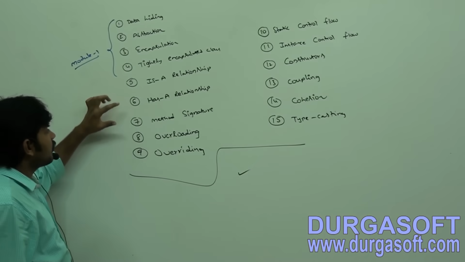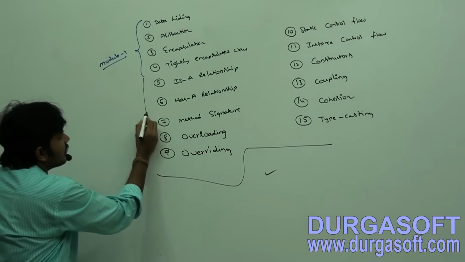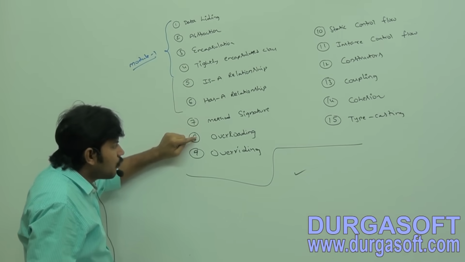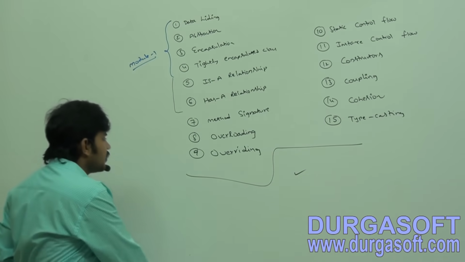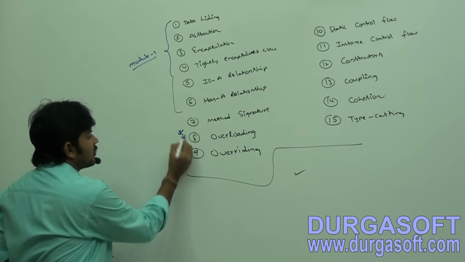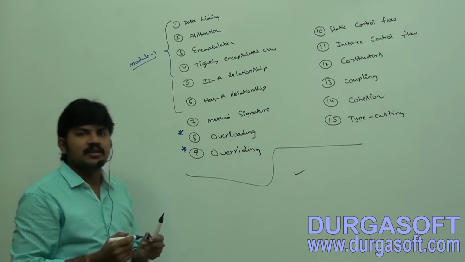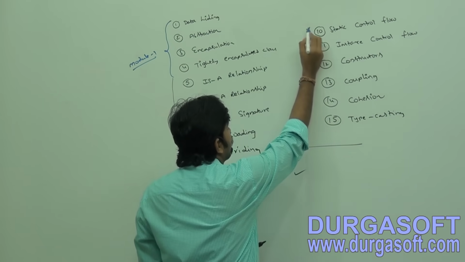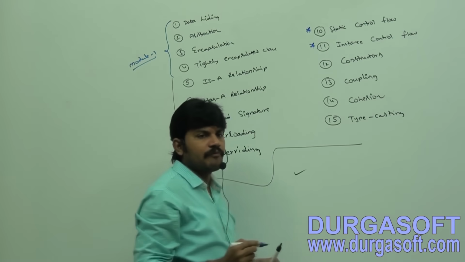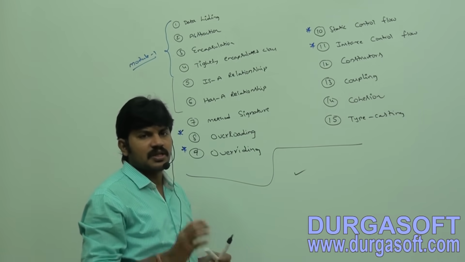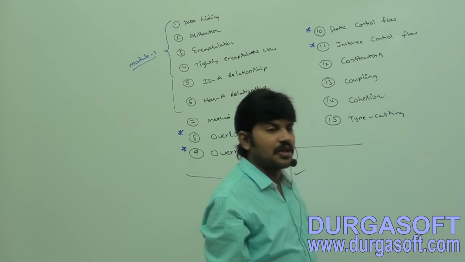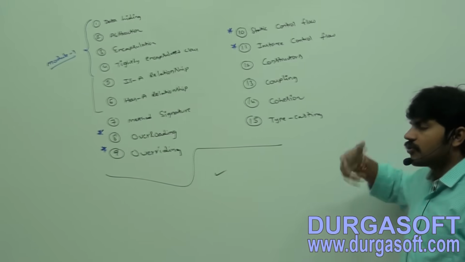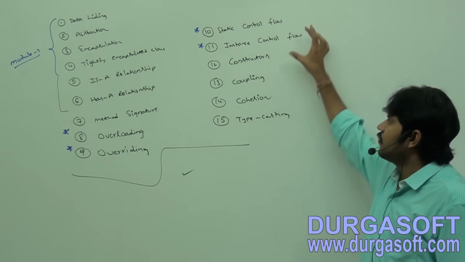The first few concepts are nothing but theoretical things. But overloading and overriding are major concepts. And then static control flow and instance control flow: if everything is static, if everything is instance, in which order things are going to be executed. That part is the most valuable concept. You are going to get several new things from this area.